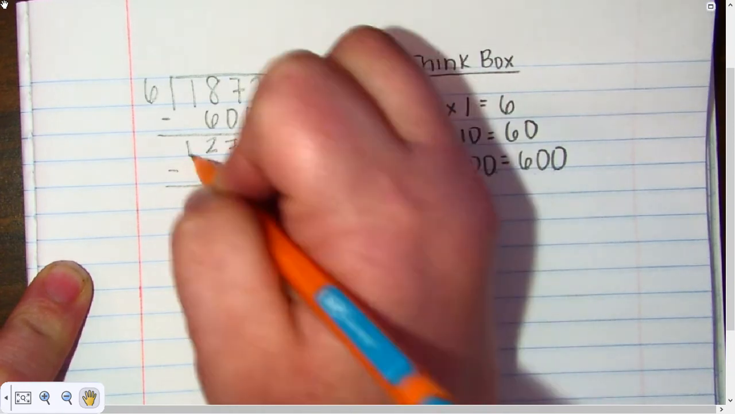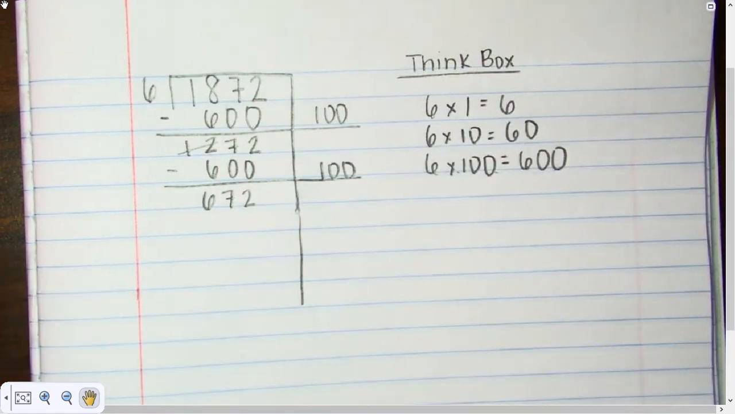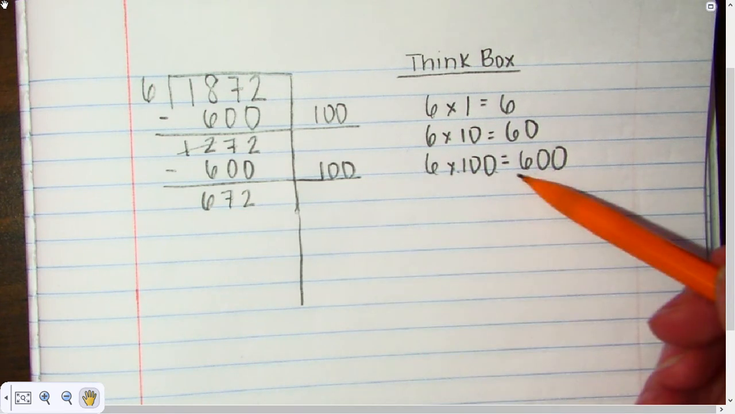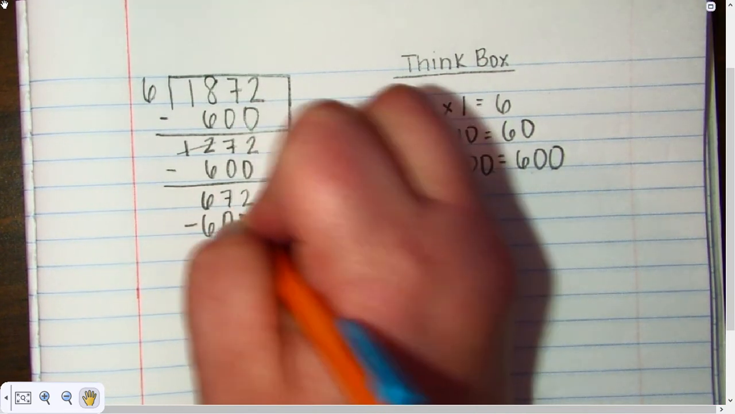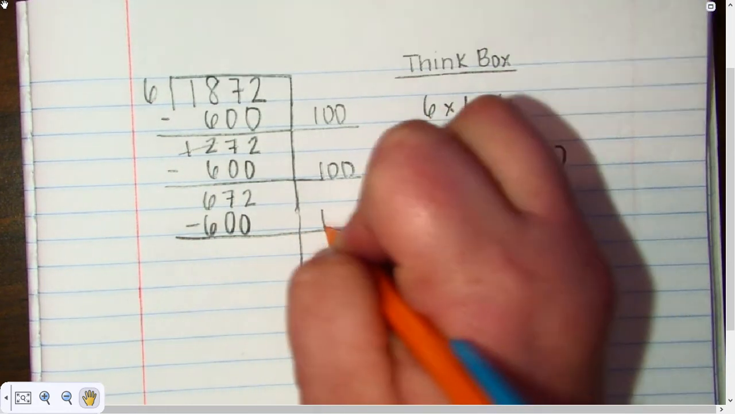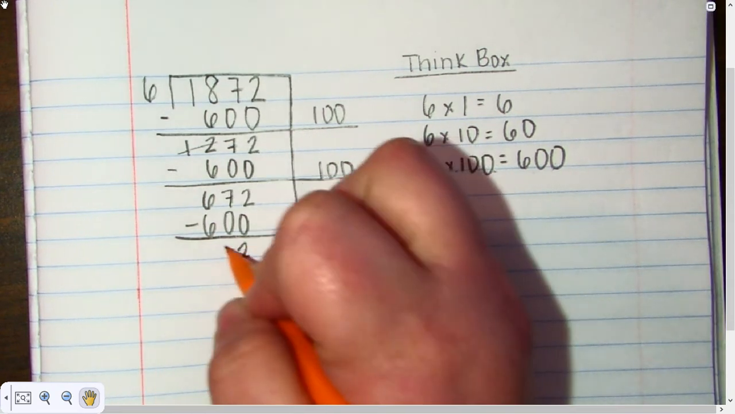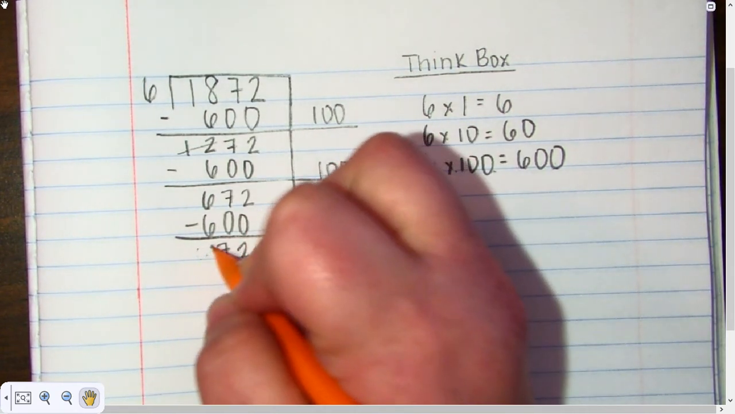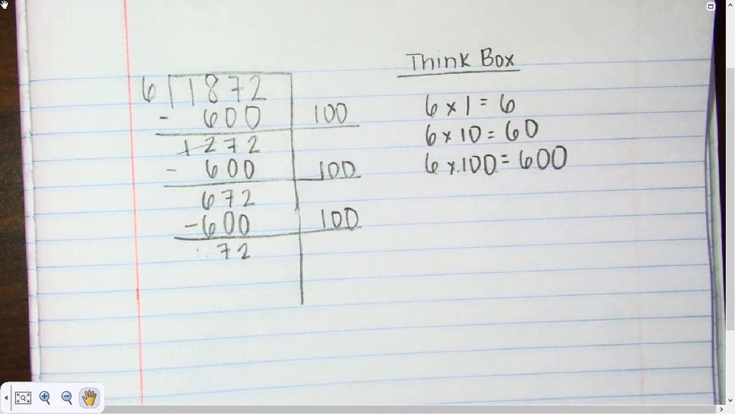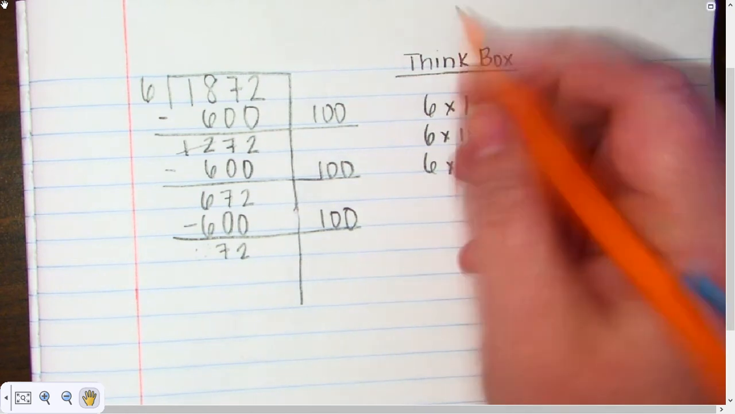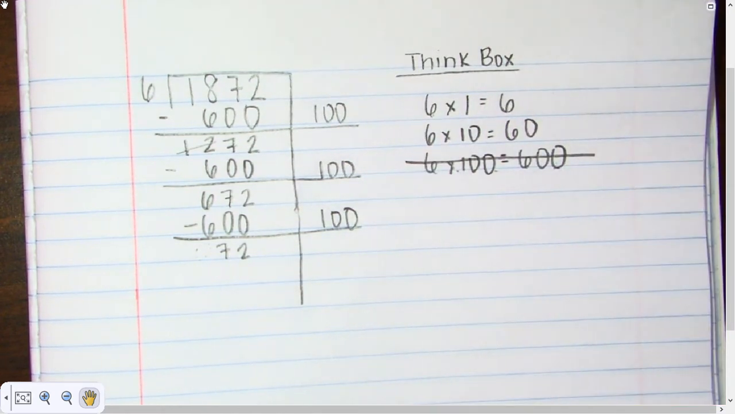2, 7, 6. So we're left with 672. Now, we can still use 600 because 672 is larger than this. So we're going to use 600 one more time. Then we're going to subtract. And we're left with 72. Now, when we look back at our think box, we can no longer use 600 because it is too large. So we can say, thank you, next, and we can move on to our next fact.